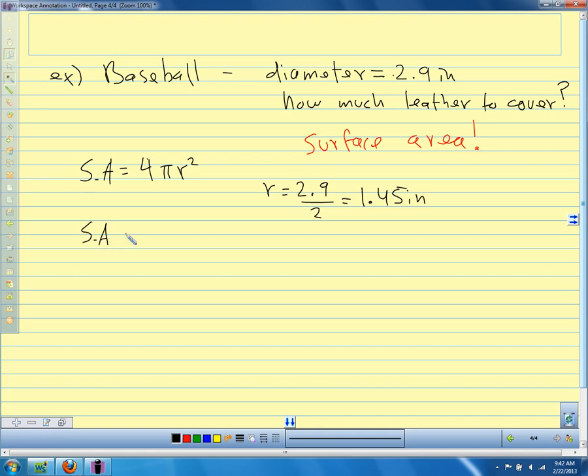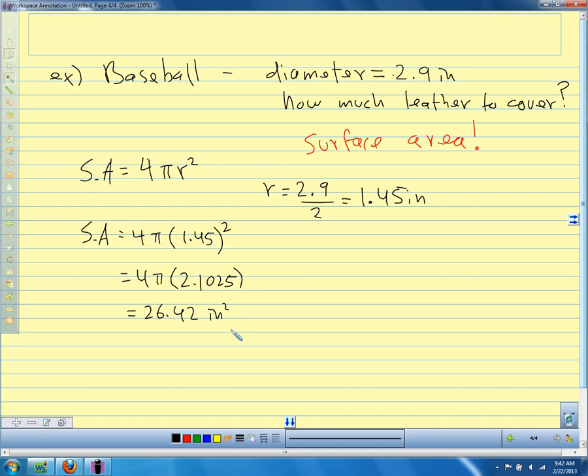So surface area, you get 4 pi times 1.45 squared. So when I multiply this out, 4 pi. When I square this, 1.45 squared is 2.1025. Multiply that by pi, and then multiply by 4, and I get 26.42 square inches.